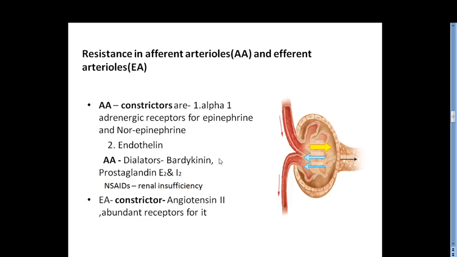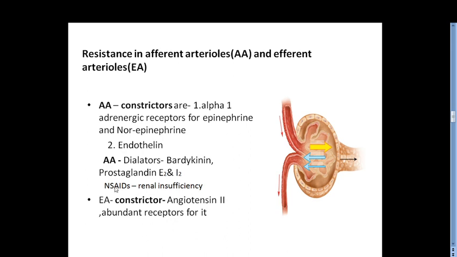There are a few drugs, like NSAIDs, non-steroidal anti-inflammatory drugs. Basically, they are inhibitors of prostaglandin E2 and I2 synthesis. So they decrease the concentration of these two, and there is no opposing effect on the vasoconstrictor factors. So ultimately they also cause renal insufficiency.